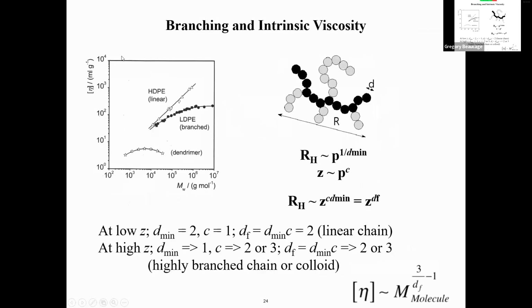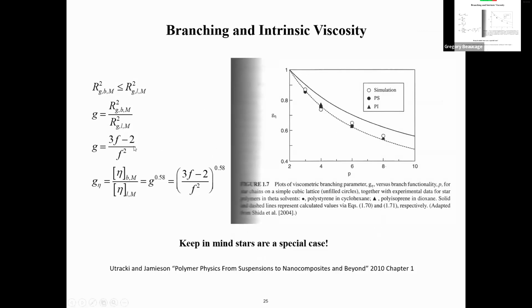So I just mentioned that. You might see this G factor in a paper. I've had it in a homework before. So this is basically the go-to thing when you have branched and linear chains. I mean, people will get this G factor.